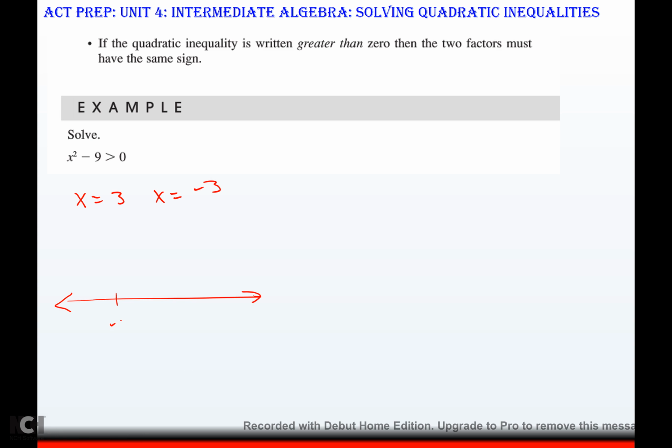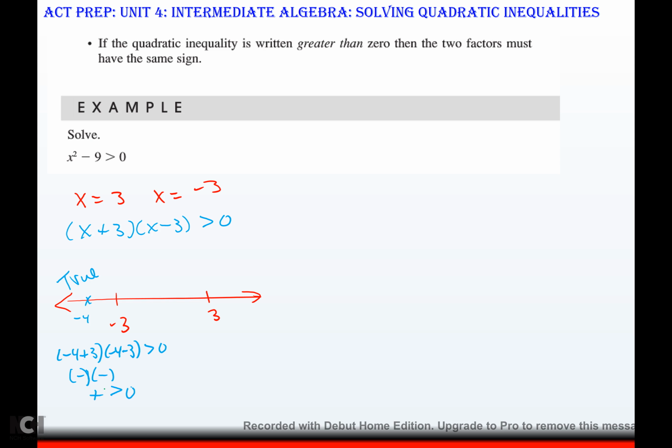We know negative 3, 3. Excuse me, when I pick a number this time, so when I pick negative 4, I need my factors, x plus 3 times x minus 3 greater than 0. And I plug in negative 4, I'm going to have negative 4 plus 3, negative 4 minus 3, and I want to know now, is it greater than 0? Well, this is going to be a negative. This is going to be a negative. A negative times a negative is positive, which is always greater than 0. So now this section is true.